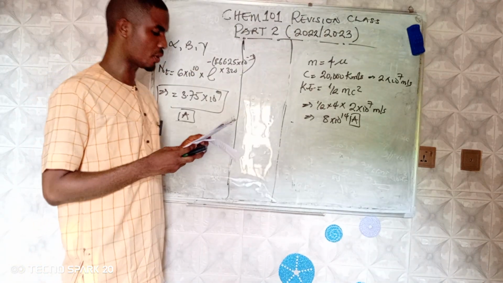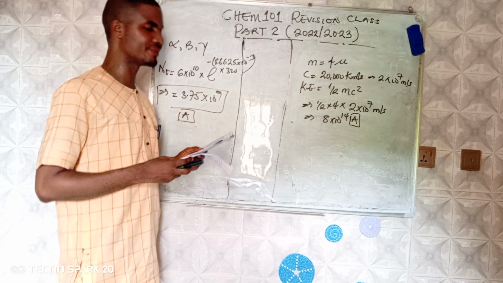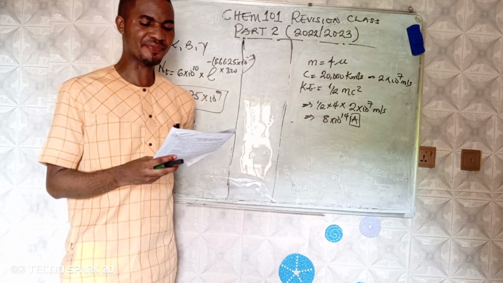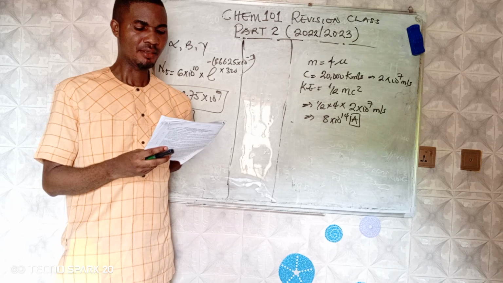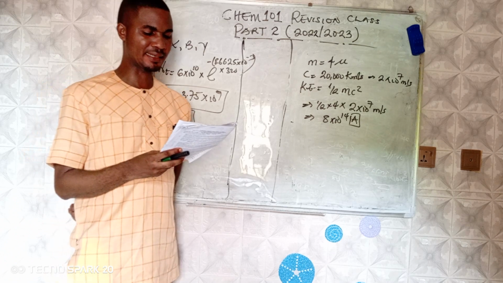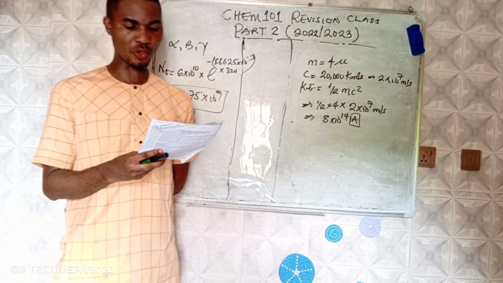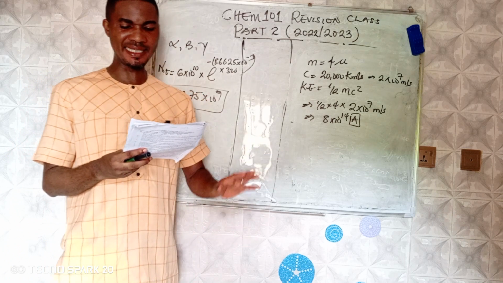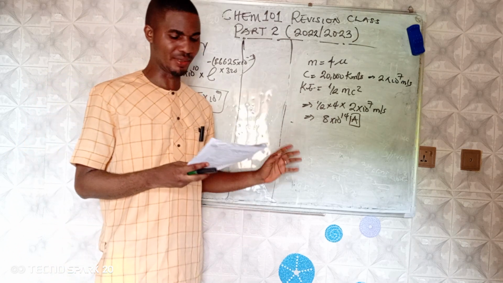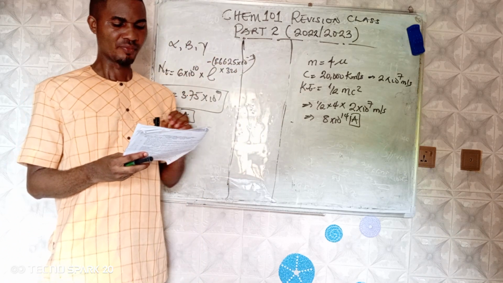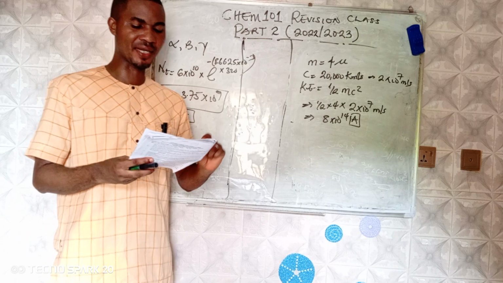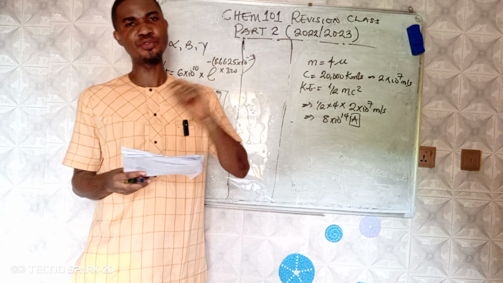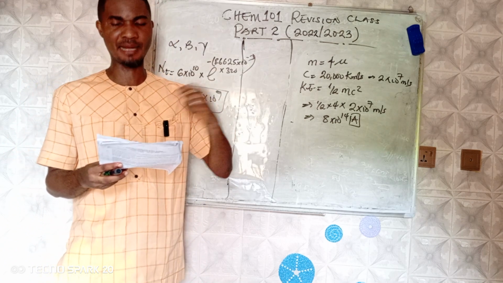Isotopes of a given element differ in, I believe we know what isotope is, but I can remind us that isotopes have the same atomic number and the same position in the periodic table, but they differ in their mass number. Why do they differ in their mass number? Due to different number of neutrons in their nuclei. That's why they differ in their mass number.